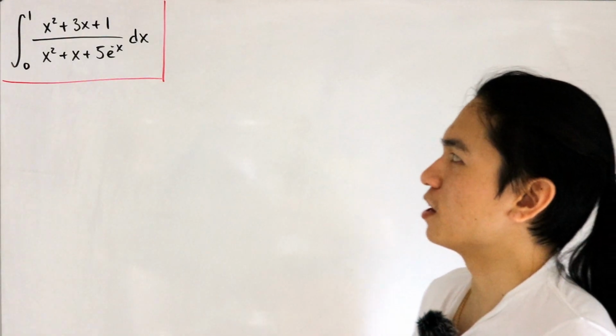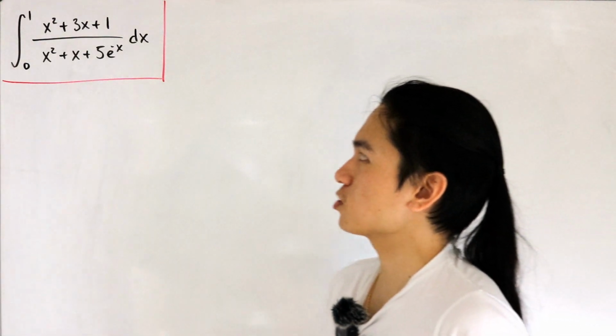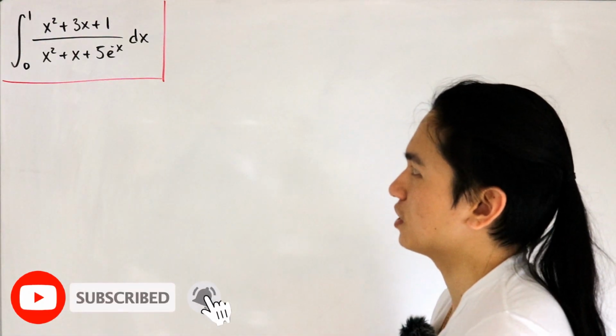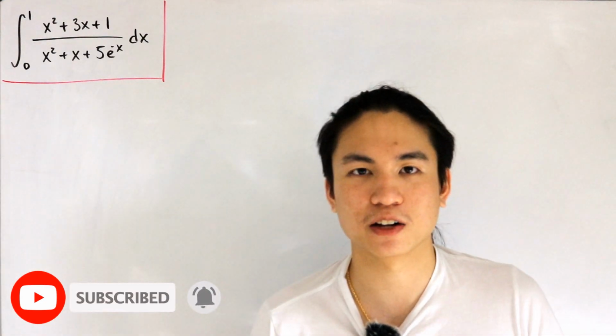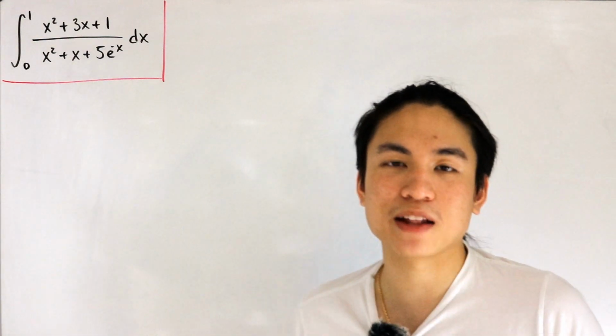So today I created an integral for you guys. We have the definite integral from 0 to 1 of (x squared plus 3x plus 1) divided by (x squared plus x plus 5 times e to the negative x) dx. Kind of looks difficult from the exterior, doesn't it? But it's actually not as bad as you think.